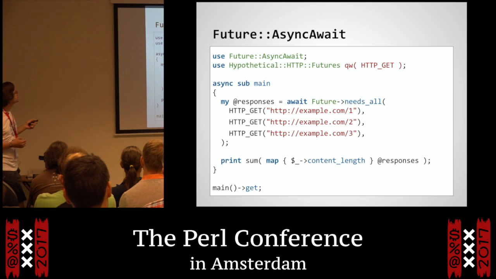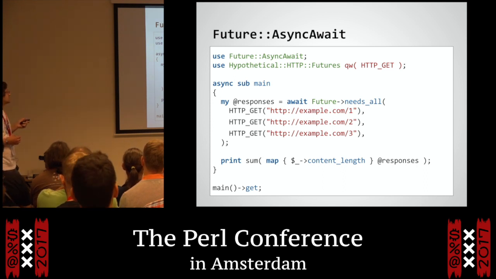So we have this async sub main, so that means it's going to return a future. It starts up, it calls these three gets, and they all return futures, and we wrap them in this future needs all, and likely this future isn't ready yet.